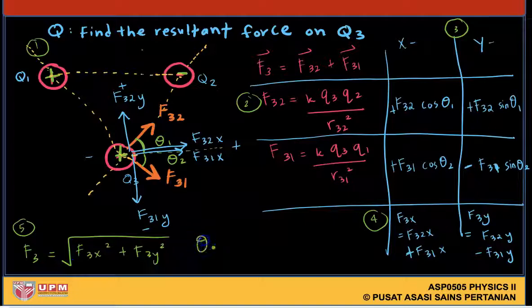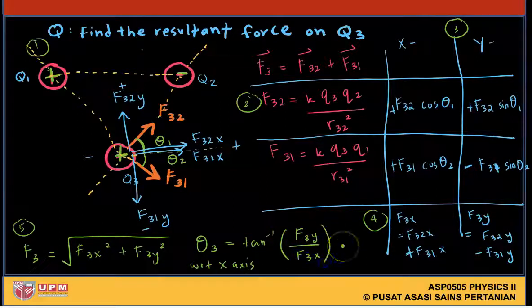What about the direction, which is theta 3? Theta for the resultant force is with respect to the x-axis always. Okay, so this is the inverse tangent of the F3y component value over the F3x component value, and the angle you get with this equation is with respect to the x-axis, always x-axis. So if your resultant is below the x-axis, it's fine.